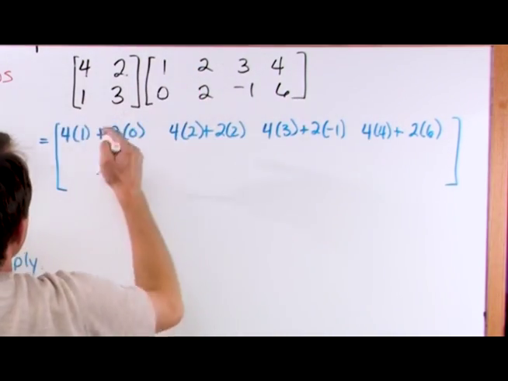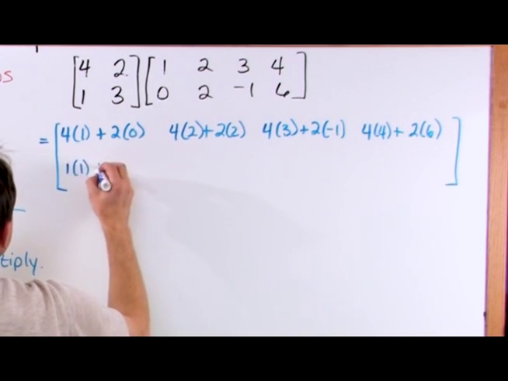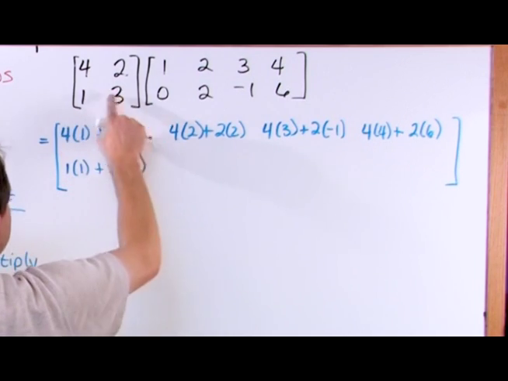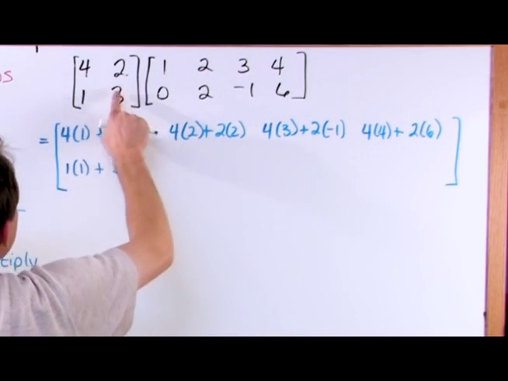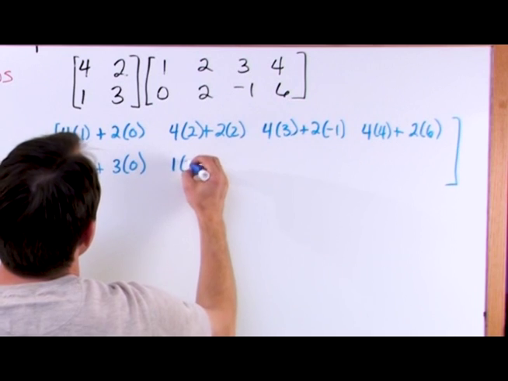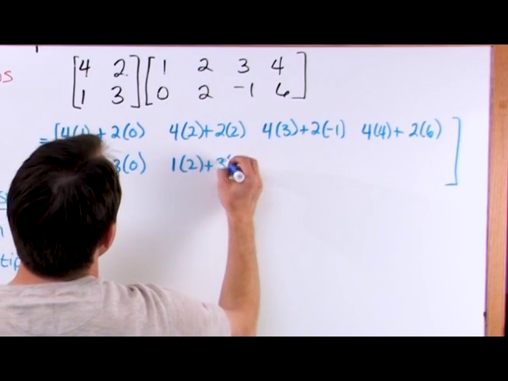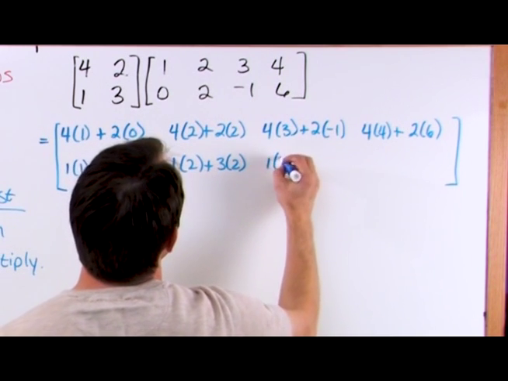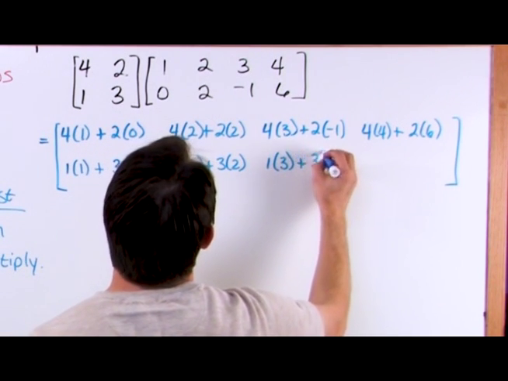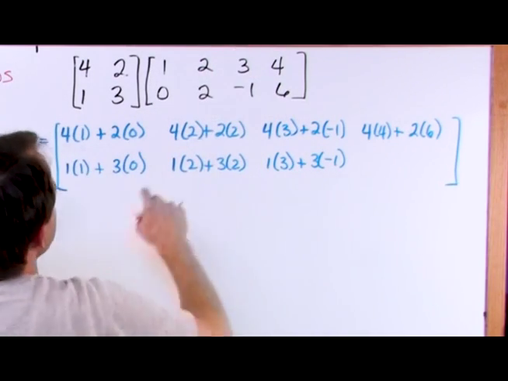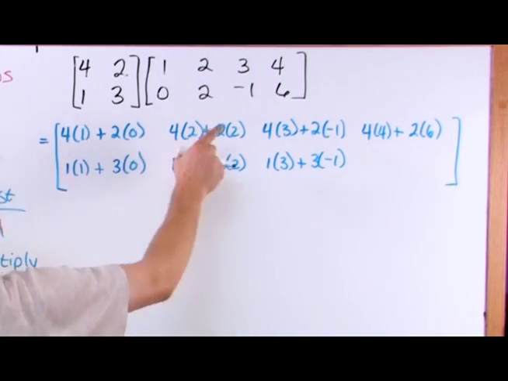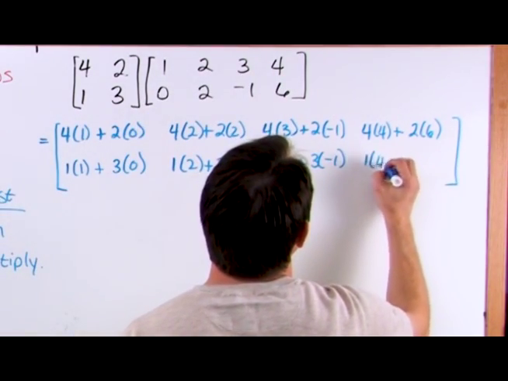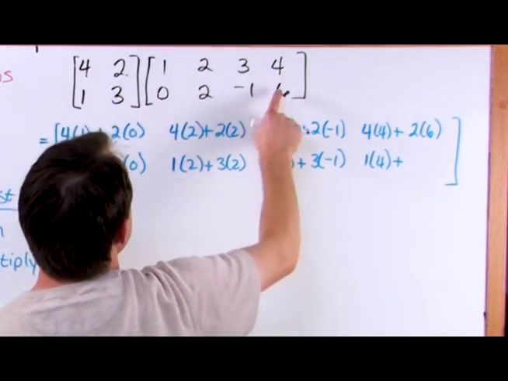So going over and down, what we have is 1 times 1 plus 3 times 0. Okay, that's over and down for this one. Now we go to the next column, over and down. 1 times 2 plus 3 times 2. And then over and down over here is 1 times 3 plus 3 times negative 1. And then the final one over here, 1 times 4 plus over and down 3 times 6.